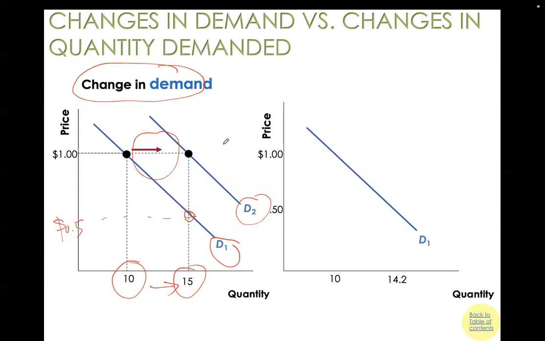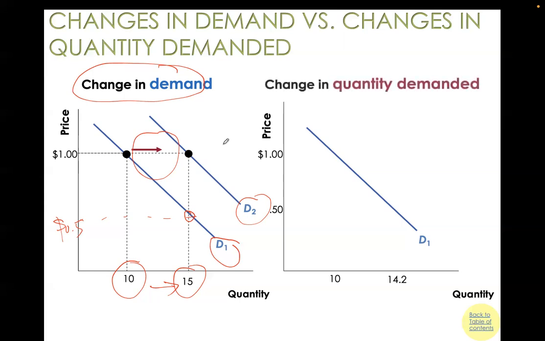So there are two ways to see why a rightward shift is an increase in demand. But immediately you should realize, if the curve shifts to the left, then what happened? There's a decrease in demand. The same argument goes: if the price is fixed, the quantity demanded is going to fall. Or alternatively, if you want to keep the quantity demanded, you must reduce the price even further. So there are two ways to understand the direction of a change in demand.